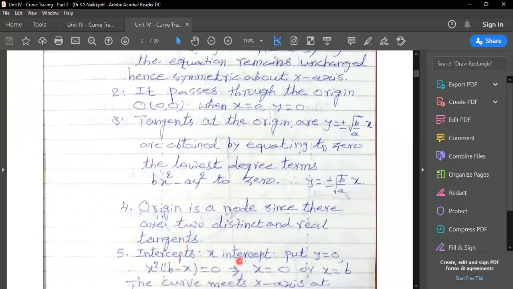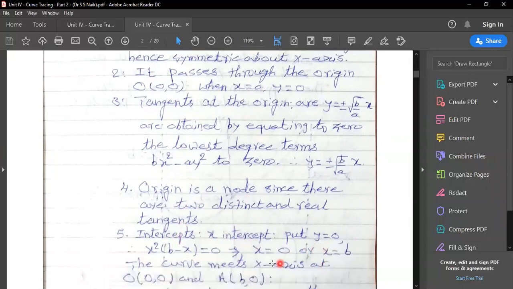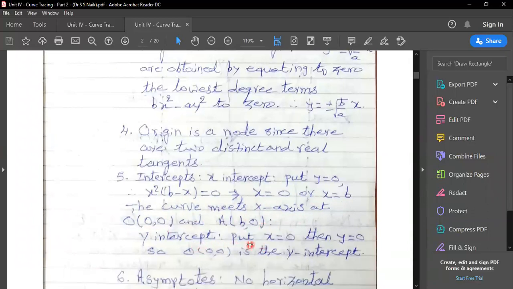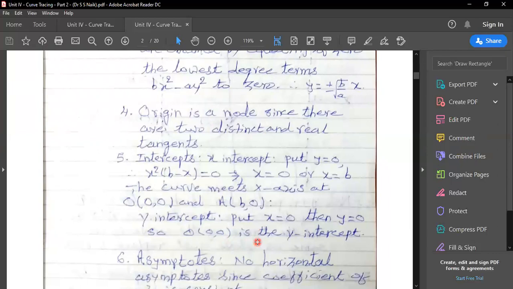Then intercepts. For the x intercept, put y is equal to 0. You get x square into bracket b minus x is equal to 0, implying thereby x is equal to 0 or x is equal to b. The curve meets the x-axis at the origin (0, 0) and (b, 0). For the y-intercept, put x is equal to 0, then y is equal to 0. So the origin (0, 0) is the only y-intercept.